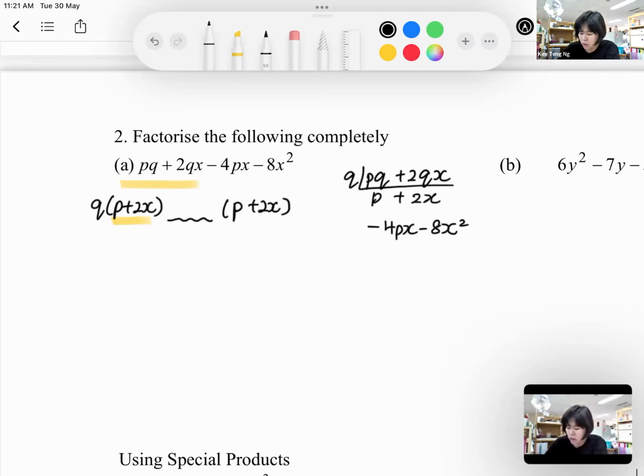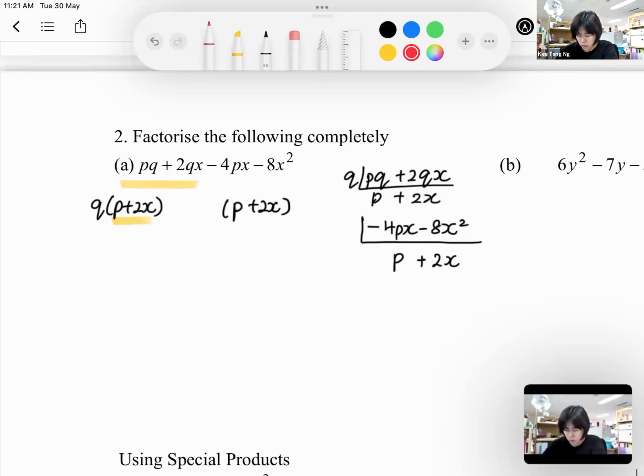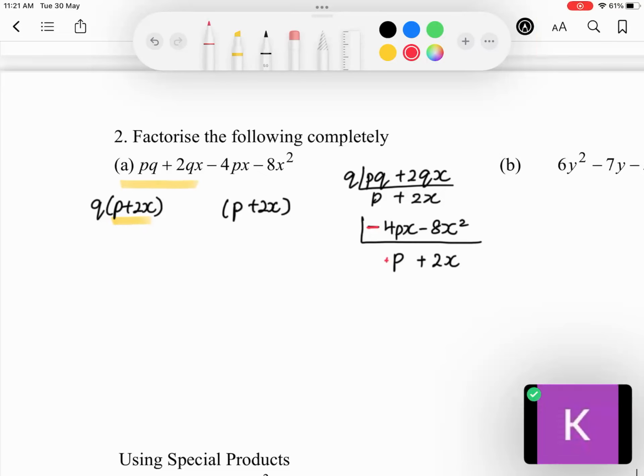Then I need to think, what do I need to get? What do I need to factorize out for this portion? So I will need a P plus 2X. If I want a P plus 4x. 4X only. Are you sure only just 4X? This one, the sign is negative, but I want a positive. Negative 4x. Yes.